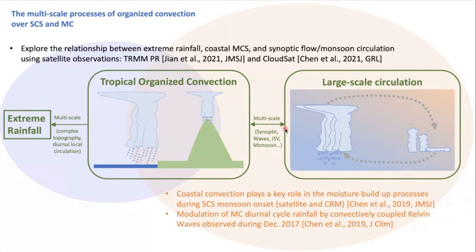Today, I'm going to very quickly show some of our recent works trying to connect the tropical organized convection in the coastal area to the large scale and also to how they produce extreme rainfall. I will not cover the details of these studies, but I will show you the lessons we learned from them and how I see these studies connect to each other. The first two works explore the relationship between the extreme rainfall and the coastal extensive MCS and their relationship with the synoptic flow pattern or the monsoon circulation, mainly using multi-year satellite observations from TRMM precipitation radar and also CloudSat.